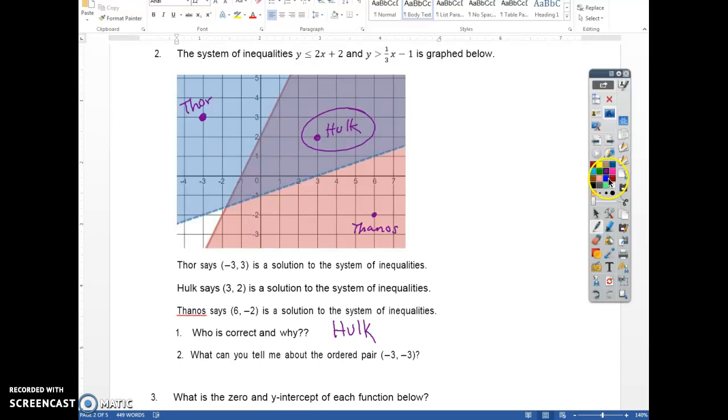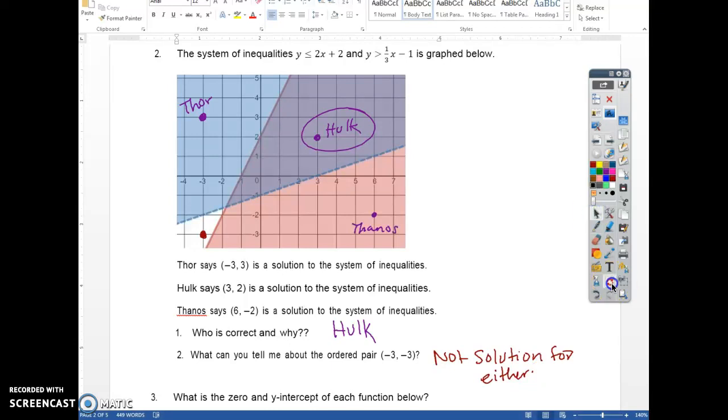What can you tell me about the ordered pair -3, -3? It's outside the solutions of both inequalities. This is not a solution for the red or for the blue inequality. So not a solution for either. And don't forget, you can watch this video later on just to study and to refresh your memory if you forgot what I was saying.